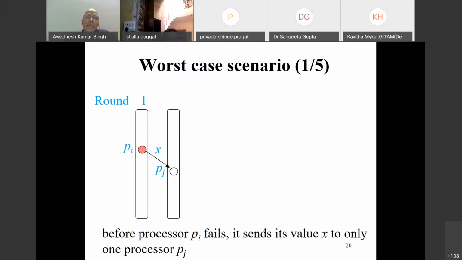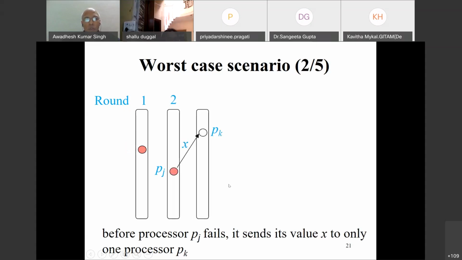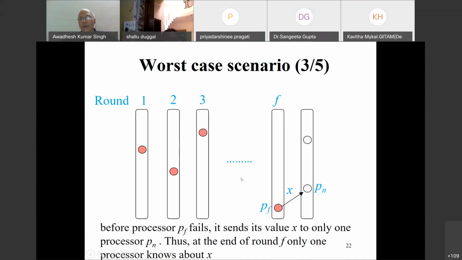We assume that in one round, one machine fails. F failures means total f failures. So for example, in round one, say process PI sends value of X and it fails. Now in round two, PJ, which has received the value of X, sends value X to PK and it fails. Similarly, the failures go on. And at the end of F rounds, PF has sent the value X to PN and it has failed.